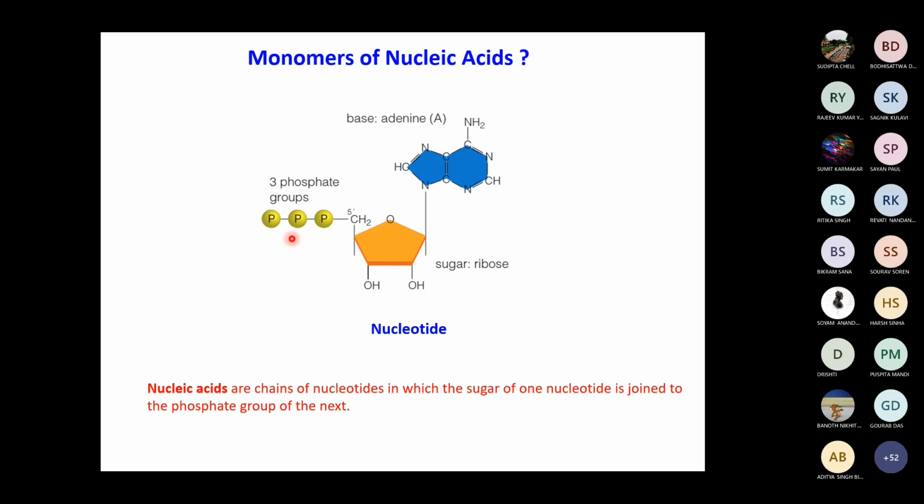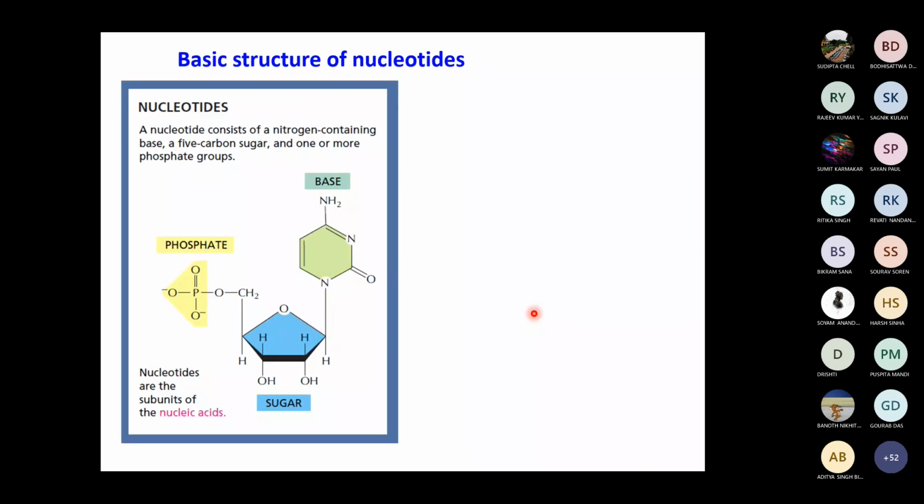When many nucleotides of this type come together and bind each other, they form a nucleic acid, which is a macromolecule. So this is the basic structure of nucleic acid. As I said, one nitrogenous base, a 5 carbon sugar, and one or more phosphate groups. It is color coded: base is shown in green, phosphate in yellow, and sugar in blue.